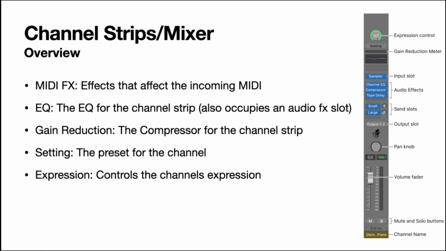Gain reduction is the compressor for the channel strip that is above the EQ. It also occupies, if you toggle it, an audio effect slot, which you have, from what I know, a decent chunk of those. So you won't run out most of the time. Expression, that really just controls the channel's expression. You can kind of experiment with what you want expression to do. Very useful. Each one has its own purpose.